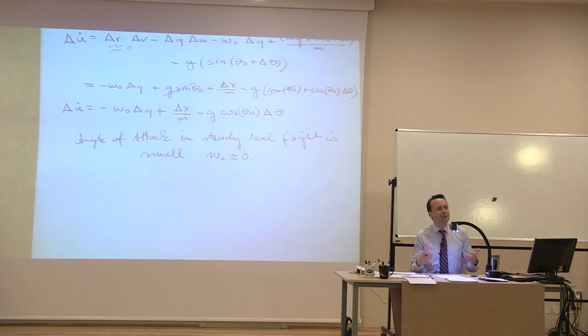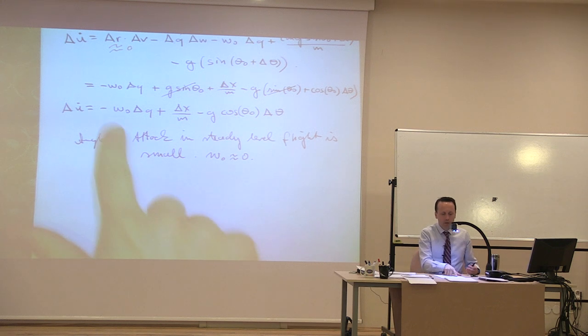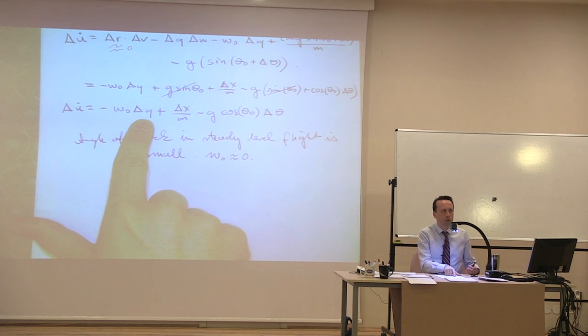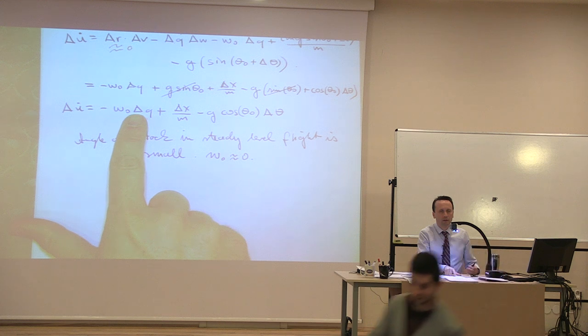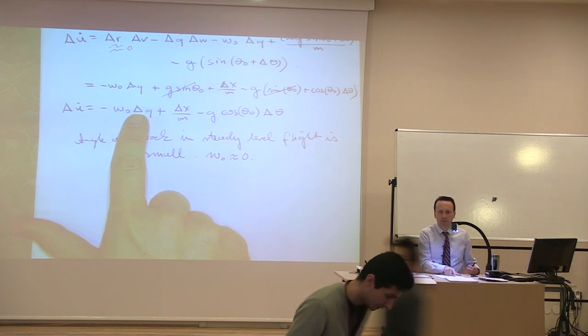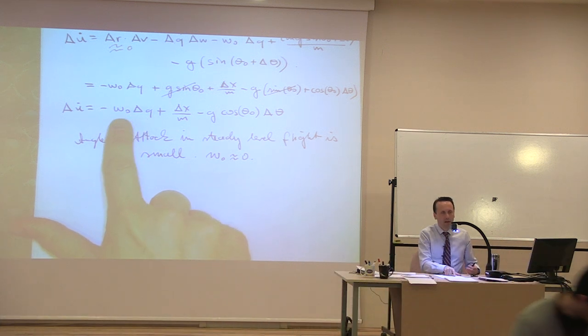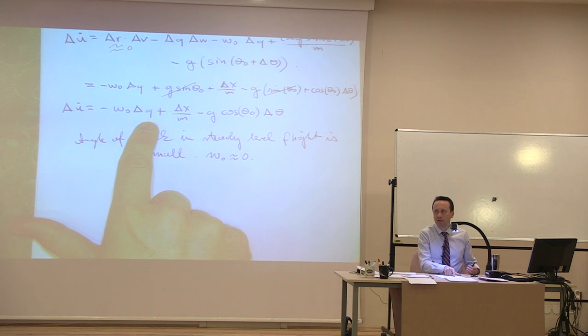Since we are just doing an exercise here in class to see how we are obtaining equations, I'm just going to assume it to be zero, because it's small. If you look at an airplane flying at 800, 900 kilometers per hour in steady level flight, the angle of attack is quite a small number. Okay? So because it's a small number, you multiply it with this perturbation, and then you get a small number.